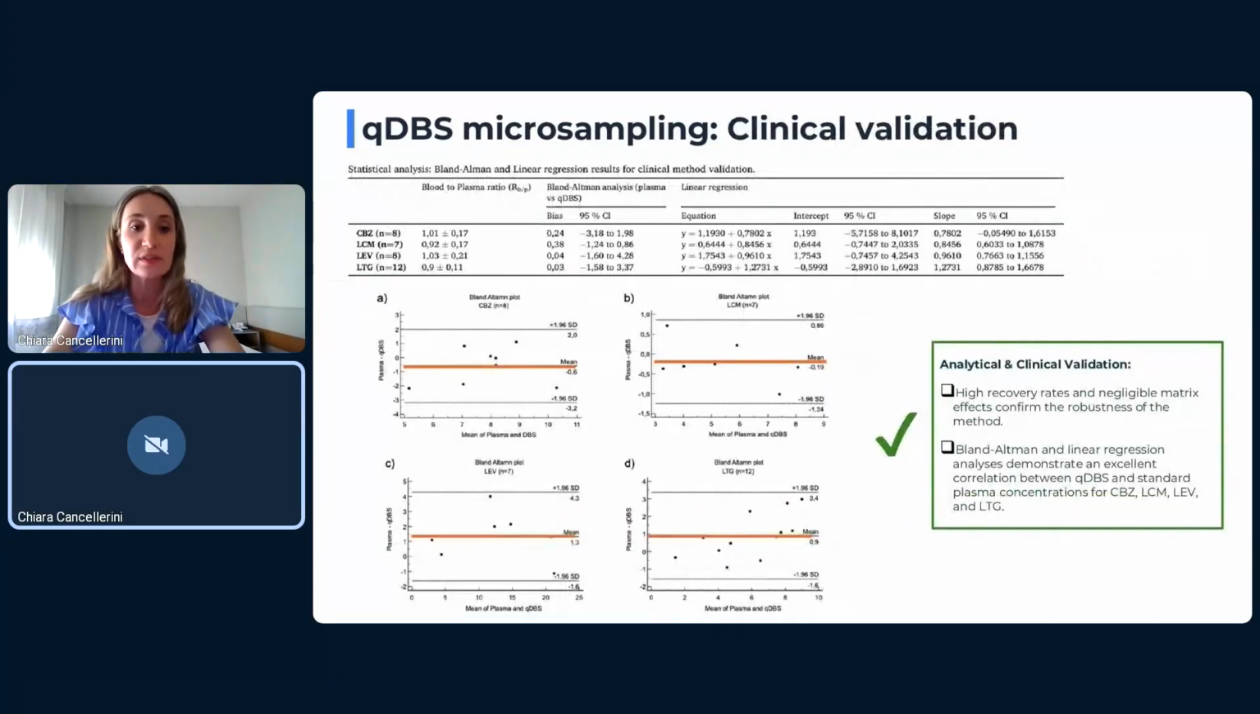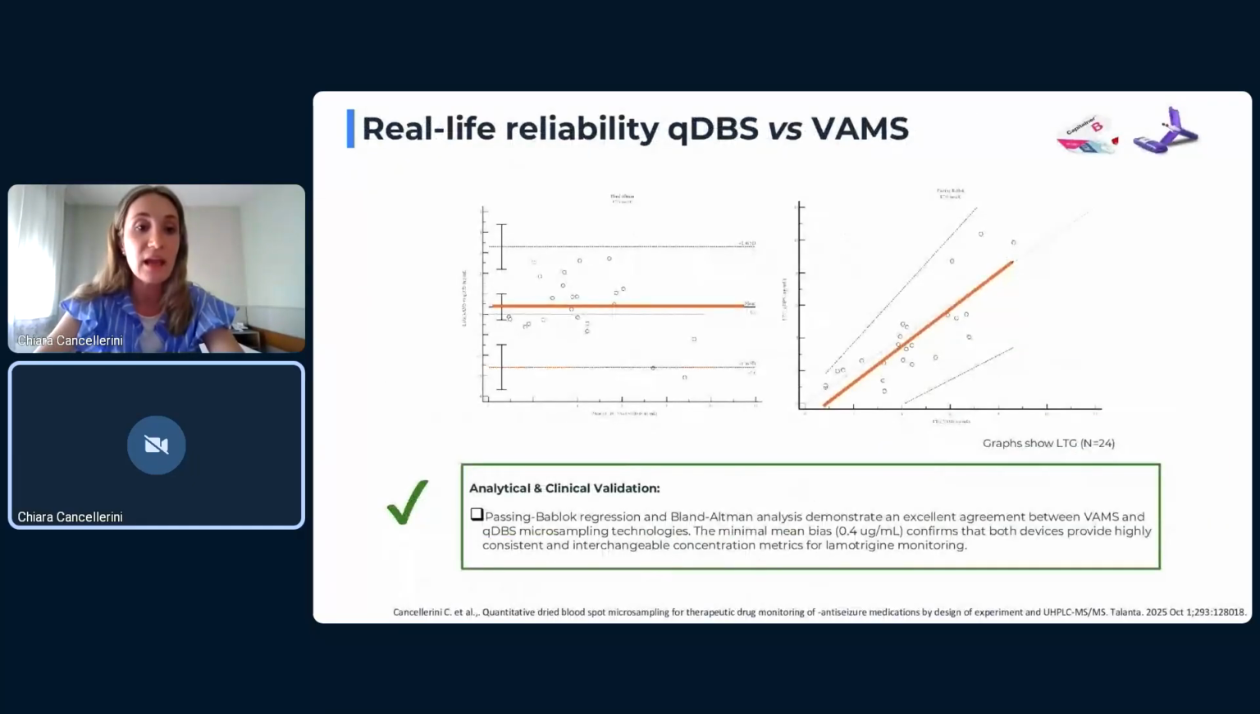So here I just present you the analytical part, and this is the clinical validation. So we use clinical data. We collected the drugs from the blood of 20 patients to do the clinical validation. And then we performed the reliability of the QDBS and VAMS. And also here we can show that the 2 methods, the 2 microsampling, can be compared with good Bland-Altman and Passing-Bablok.